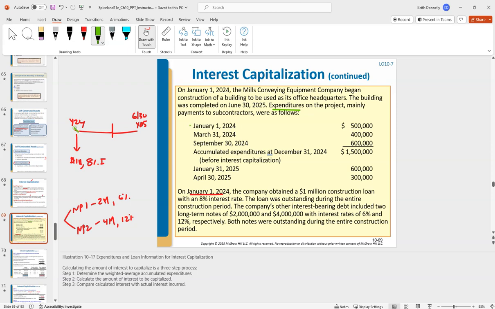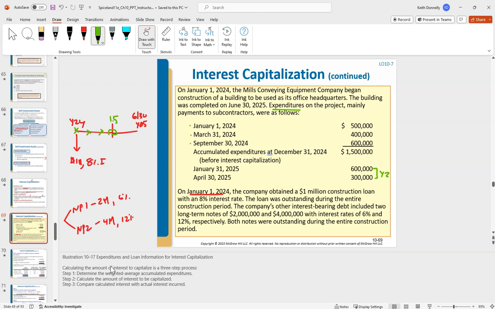Then they talk about expenditures for the project. On January 1st, we had an expenditure. On March 1st, we had an expenditure. On September 30th, we had an expenditure. So up until this point in time, we were 1.5 million into this thing. And then we have some expenditures in year 2.